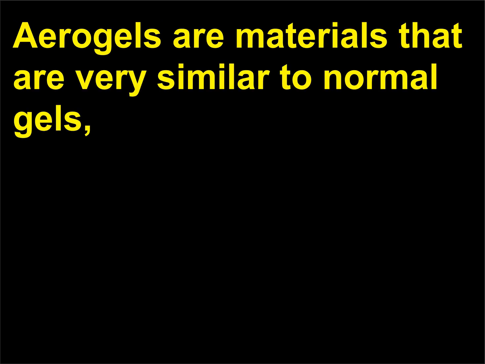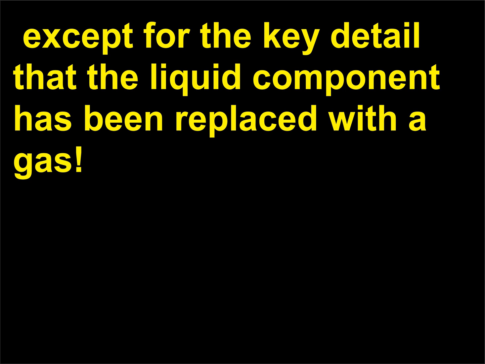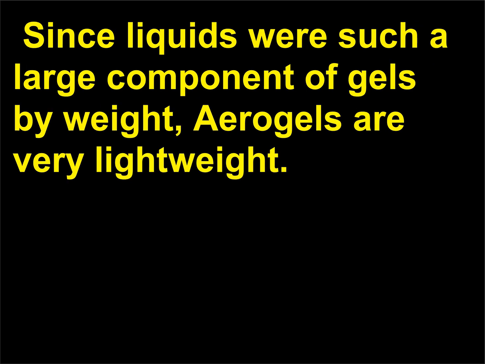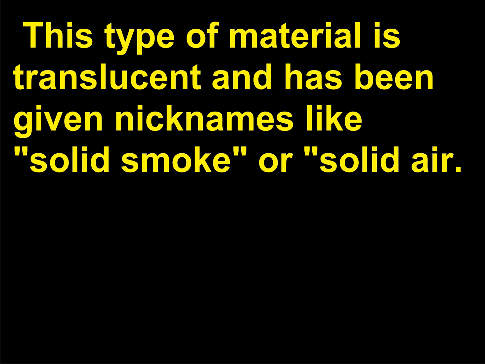What is aerogel? Aerogels are materials that are very similar to normal gels, except for the key detail that the liquid component has been replaced with a gas. Since liquids were such a large component of gels by weight, aerogels are very lightweight. This type of material is translucent and has been given nicknames like solid smoke or solid air.